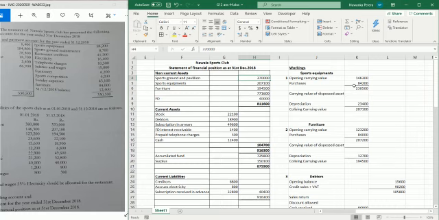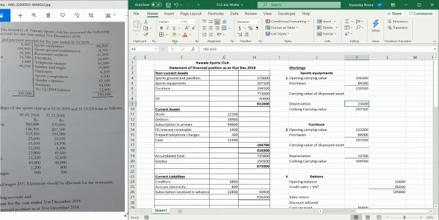Now this is the same equation I have taught you all before. You have to start with the opening carrying value. For that you have to add the purchases. From that you have to deduct the carrying value of the disposed asset and the depreciation to calculate the closing carrying value. Now in this question, you are given the opening carrying value. You know the value of the purchases you made and there is no disposal. Then you know the closing value and what you have to calculate is depreciation.